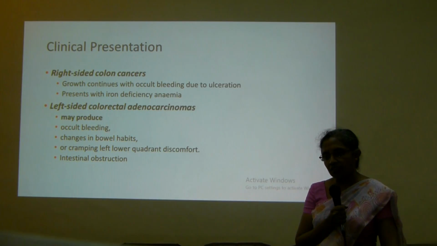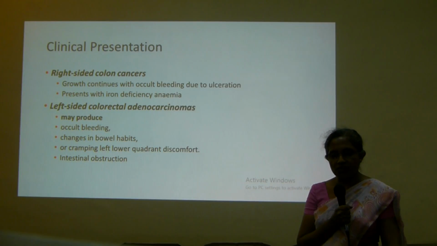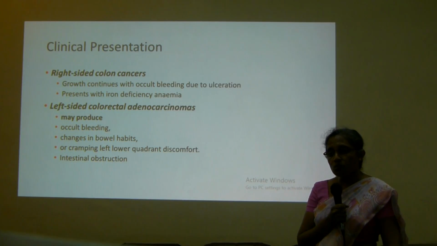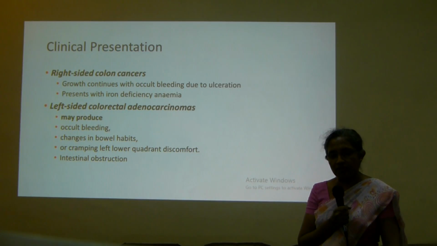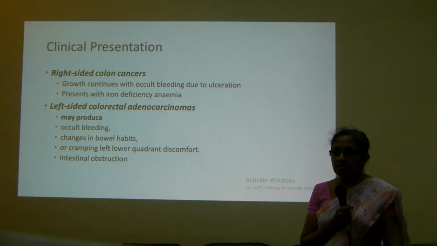He may not complain of anything to do with the abdomen or the gut, but will be having pallor, and on the blood picture you find some evidence to say that it's iron deficiency anemia. So in the age group of over 50, when people come with iron deficiency anemia, the doctor needs to go ahead and think of whether the patient is having gastrointestinal carcinoma.